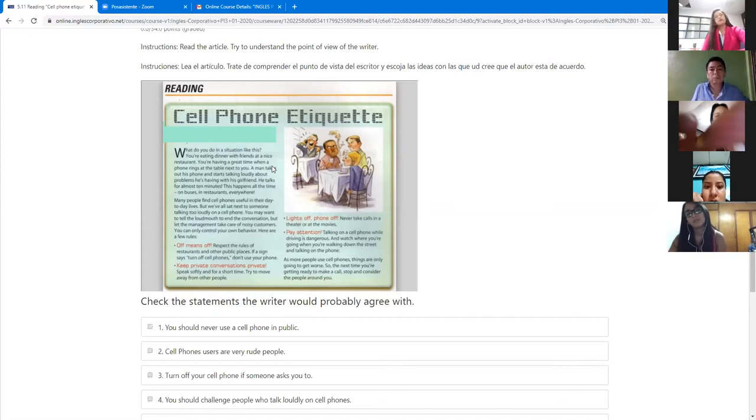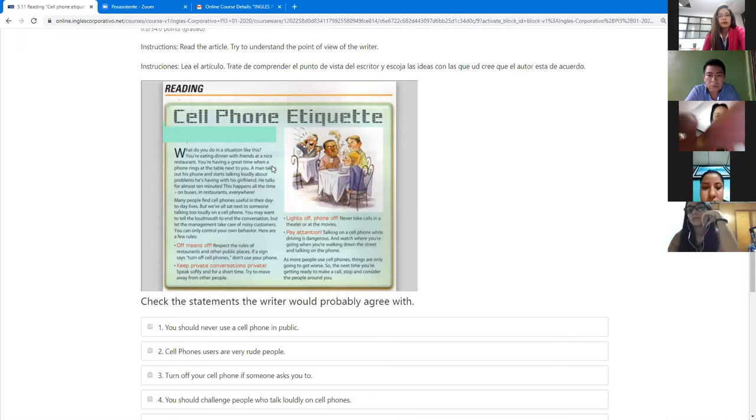Many people find cell phones useful in their day-to-day lives. But we've all sat next to someone talking too loudly on a cell phone. You may want to tell the loud mouth to end the conversation, but let the management take care of noisy customers. You can only control your own behavior. Here are a few rules.